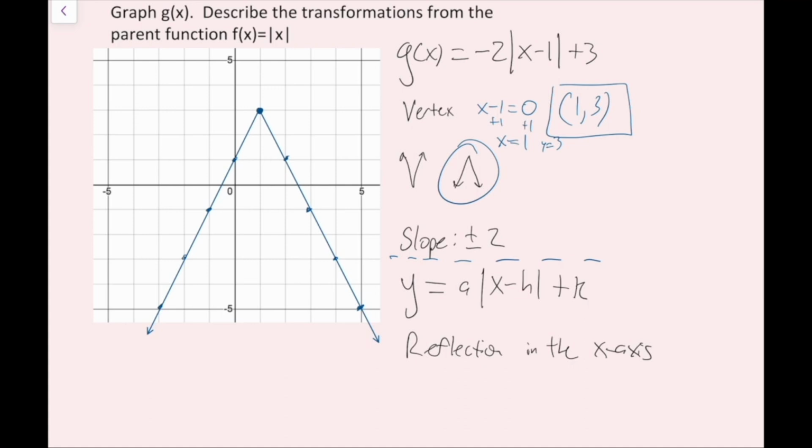The next thing I want to do is figure out if there's a vertical stretch or a vertical shrink, or nothing. So in this case, the slope is not 1 or negative 1, so that means that there is a vertical stretch or shrink. And in this case, it's going to be a vertical stretch because my slope is larger than 1. If my slope was a fraction in between 0 and 1, like 1/2, then it would be a vertical shrink. So this 2 right here means I have a vertical stretch with a scale factor of 2.